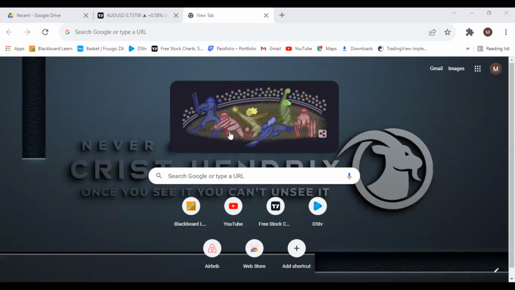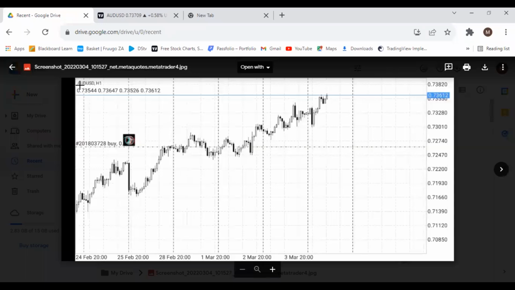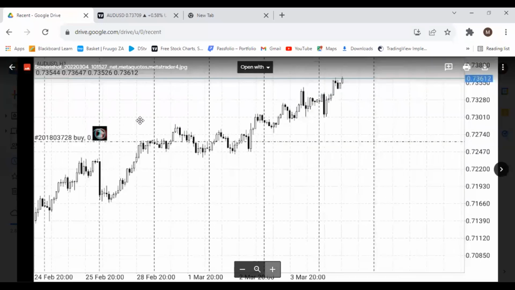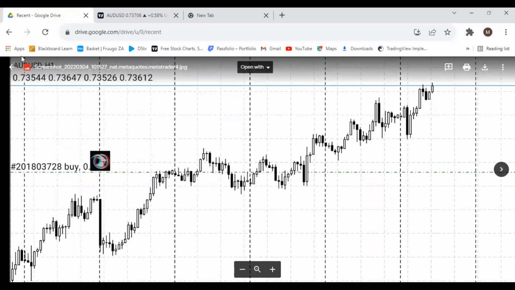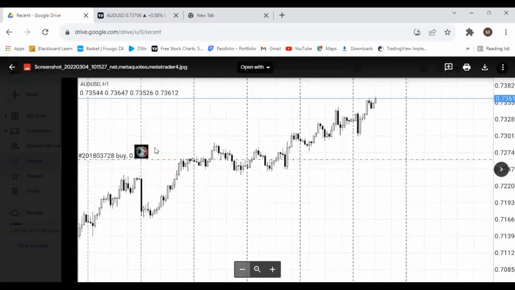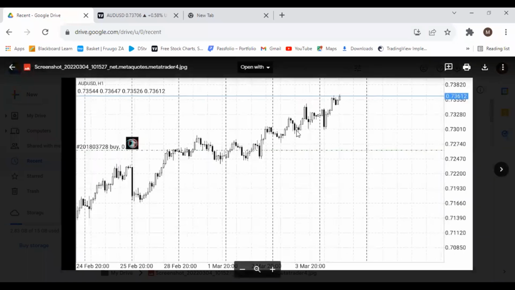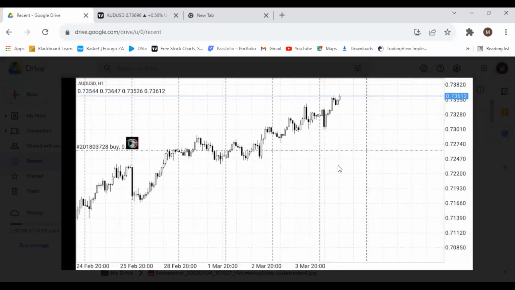So right before we start the video, I am going to show you the trade that I took, or the trade I'm currently in right now. So I'm just going to quickly jump to my Google Drive. So you can see we have the Australian dollar against the American dollar. As you can see, I took a buy, and I'll explain why I took this buy and how I saw it.